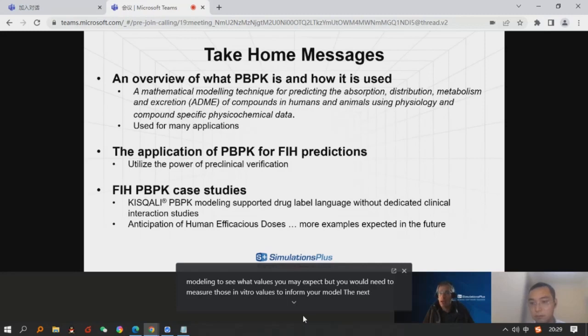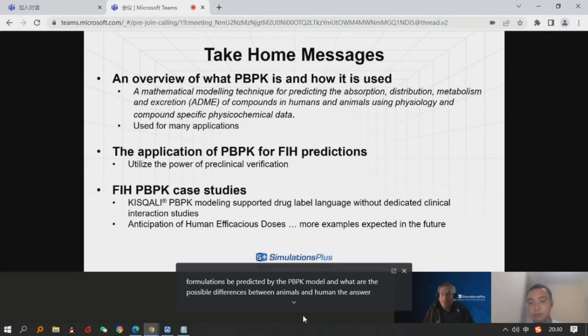The next question we have is controlled release dosage forms. Good controlled release was achieved in dogs and monkeys, but not in humans. Can such formulations be predicted by the PBPK model? And what are the possible differences between animals and human?